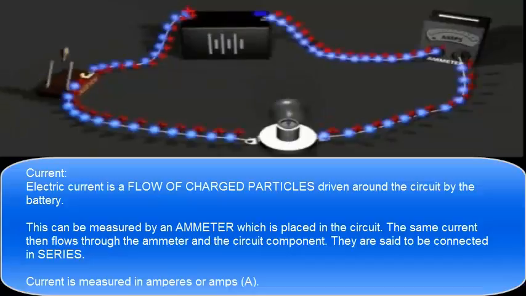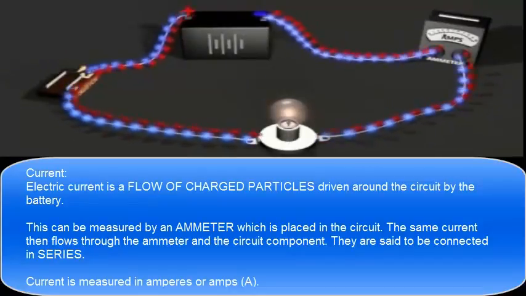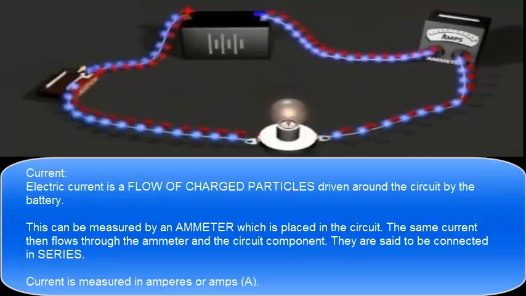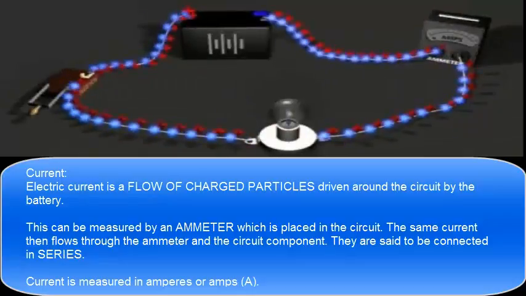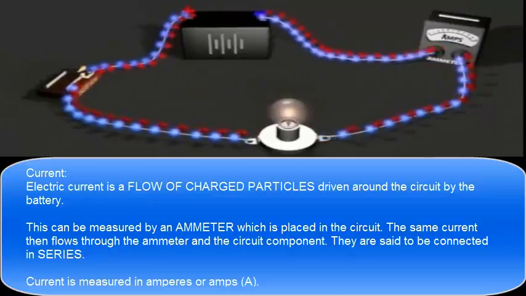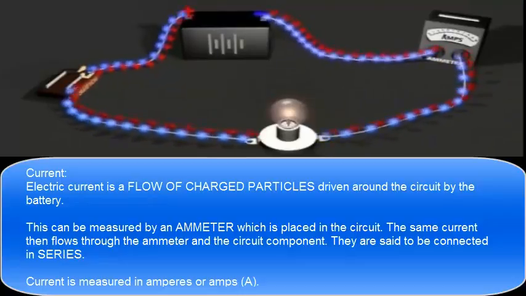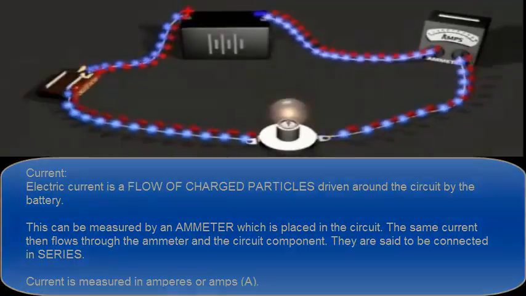Current. Electric current is a flow of charged particles driven around the circuit by the battery. This can be measured by an ammeter which is placed in the circuit. The same current then flows through the ammeter and the circuit component. They are said to be connected in series. Current is measured in amperes or amps, A.